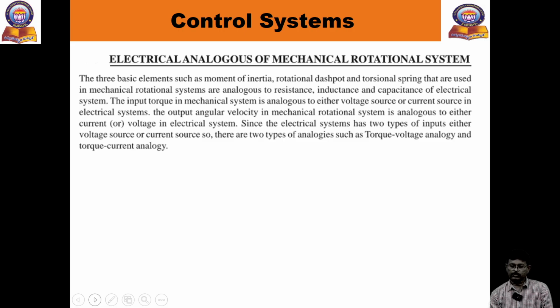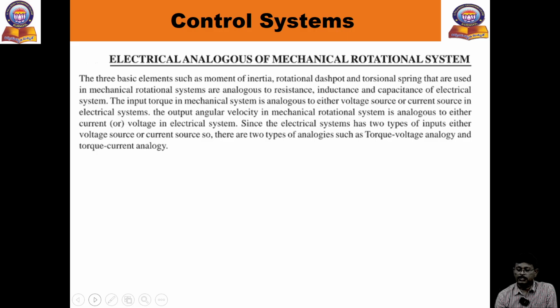So in translation systems, what do you get here? Force, mass, dashpot, and spring constant, and connecting them, taking the force-voltage and force-current analogies. Similarly for rotational systems also. Okay, in rotational systems, what will you get here? Moment of inertia and rotational dashpot. Then the rotational spring constant.